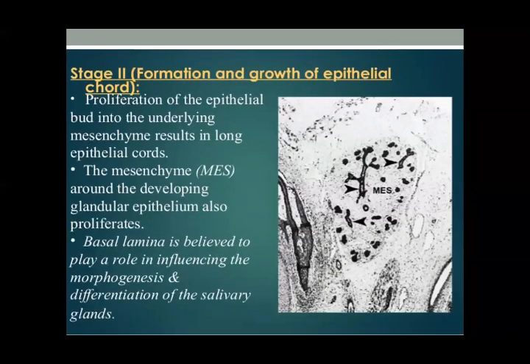Second is the formation and growth of epithelial cord. Proliferation of the epithelial bud into the underlying mesenchyme results in a long epithelial cord. The mesenchyme around the developing glandular epithelium also proliferates. The basal lamina is believed to play a role in influencing the morphogenesis and differentiation of the salivary gland.